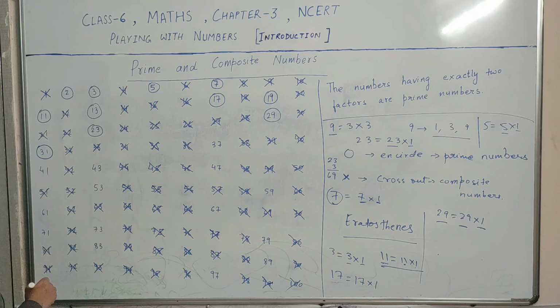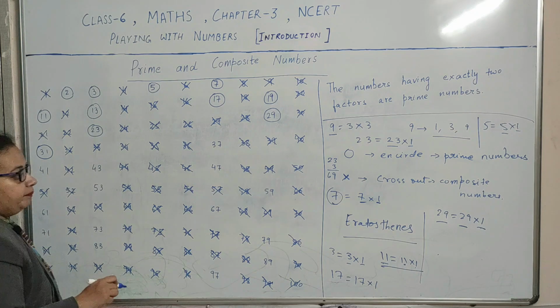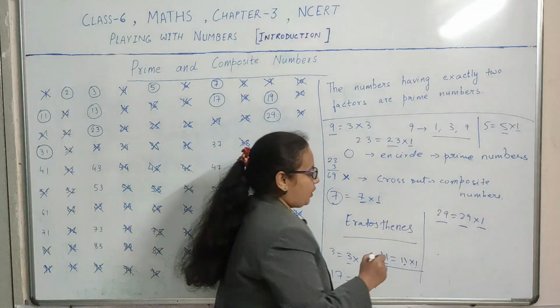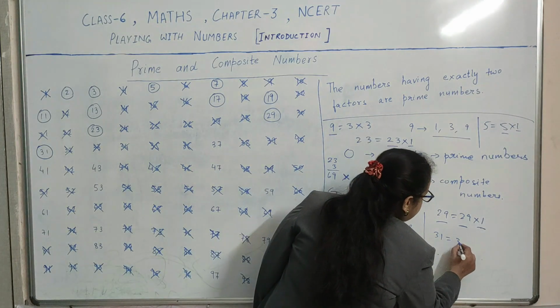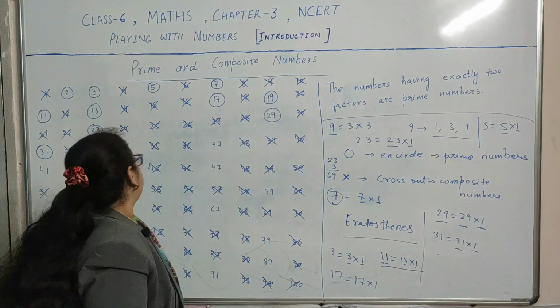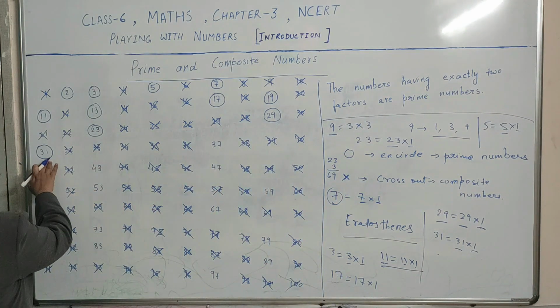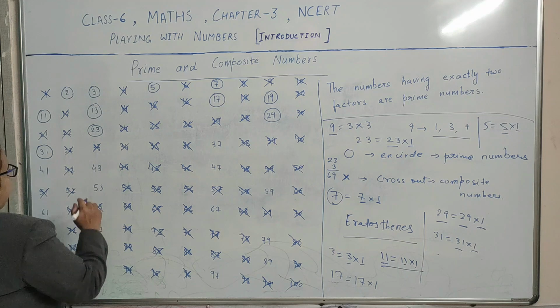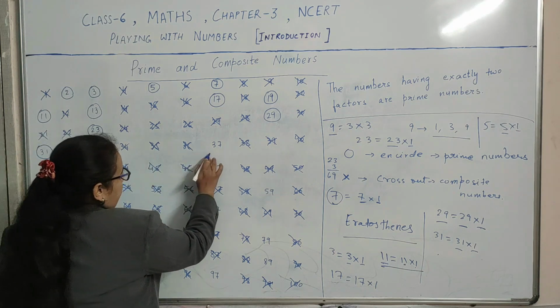So we will encircle 31 because 31 is a prime number. It can be represented only as a product of two numbers. 31 can be represented as 31 multiplied by 1. It has only two factors. It is a prime number, right? So we have encircled 31. See, the other numbers are already crossed out.